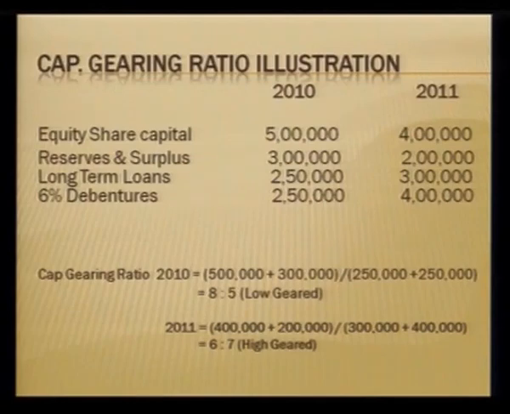Here I would like to interfere. As you have mentioned 6% before the debentures, what do we exactly mean by the term 6%?